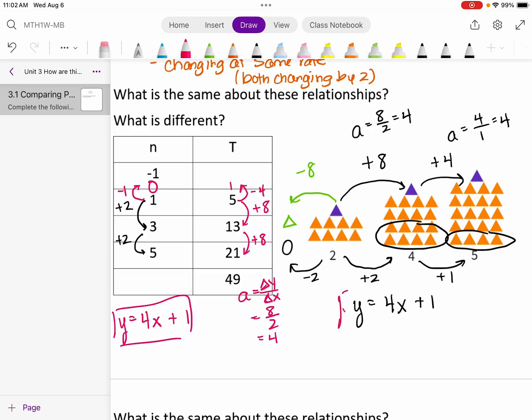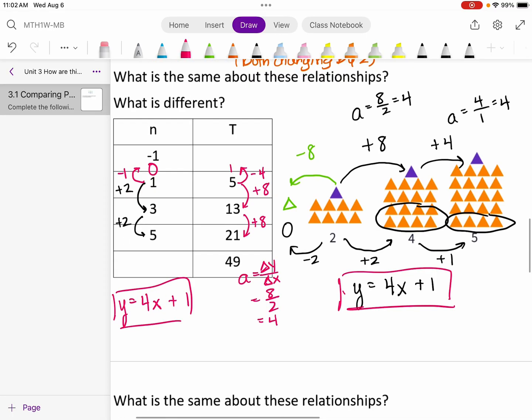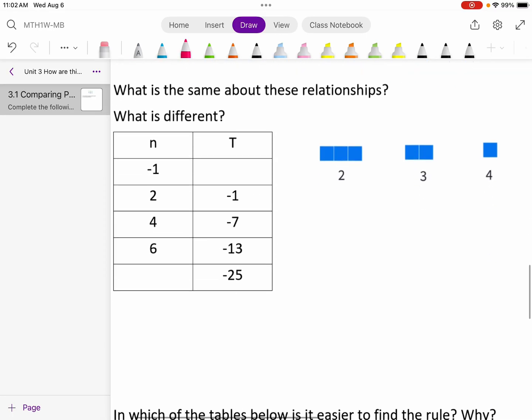Now we'll notice that both of these patterns are the exact same. They have the exact same rates of change. They have the exact same constant. The only thing that's different is that they've given us different position numbers in our tables and in our patterns, and that made it a little bit harder to see. All right, let's try the next one. What is the same about these relationships and what is different in these relationships? Pause the video and see if you can find out.